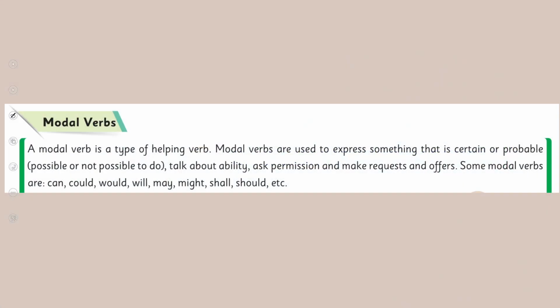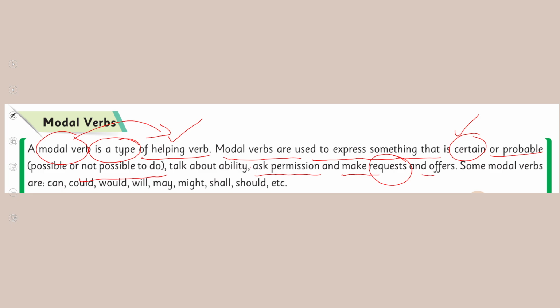So from the book, this is the page that you will be opening. A modal verb is a type of helping verb. Yes, we know that verbs are in different categories. We have the main verb, then we have helping verbs or auxiliaries. And modal verbs, students, they fall in the helping verb category. Modal verbs are used to express something that is certain or probable, which means possible or not possible to do. We talk about ability, ask permission, and make requests and also offers.